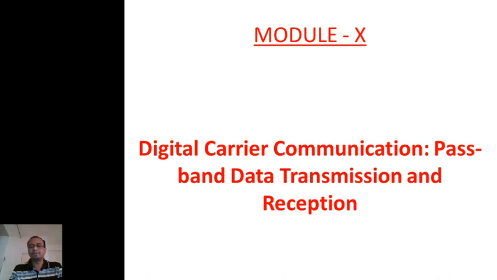Next time we go to module 10, where we will see digital carrier communication. Till this module we have seen only digital baseband communication. We have just converted analog into digital data and transmitted it without modulating it with any sinusoidal carrier. If I have wireless communication, I have to do the carrier modulation, and that we will see in the next module.